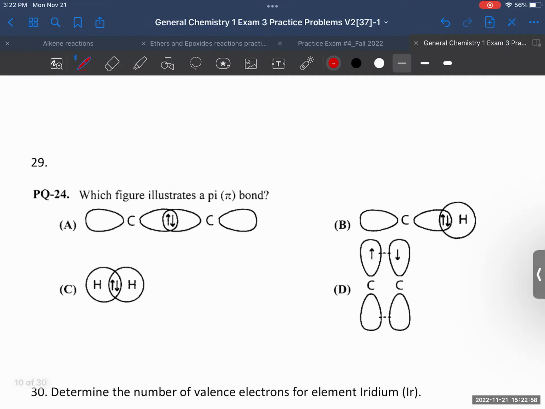All right, number 24, which figure illustrates a pi bond? A sigma is just, a pi bond is an S and a P hybrid. I don't know which one of these. Pi? Oh, B? No, it's A. I don't know, Rich, which one is it? That's what I got, D. Say your answer with pride.